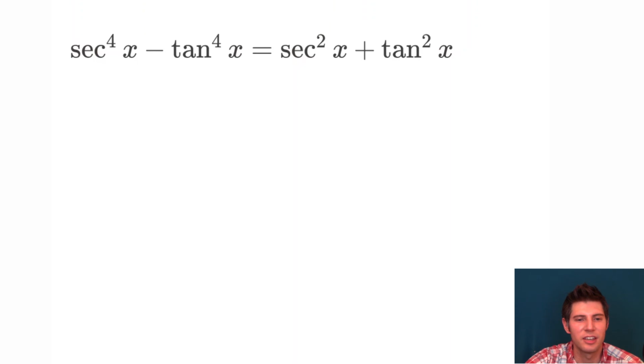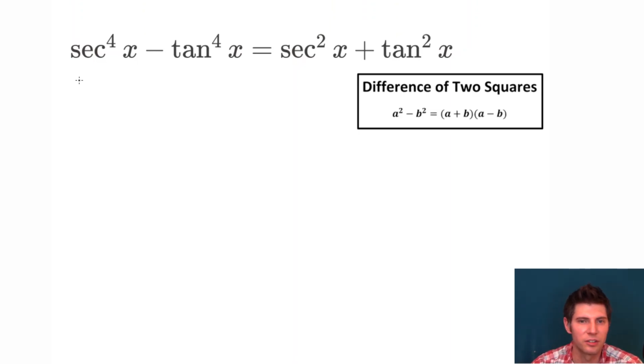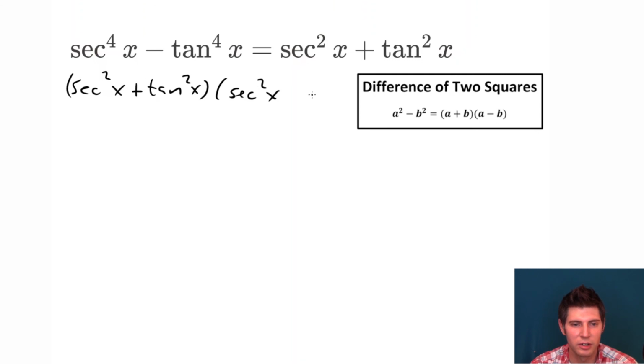So this one has secant fourth, tangent fourth. Usually there's nothing you can do with the fourths because the Pythagorean identities don't work with the fourths. So we're going to have to factor this. And this is a difference of 2 squares. So the square root of secant to the fourth is secant squared plus tangent squared, because that's square root of tangent fourth. And then we have secant squared x minus tangent squared. So we just applied the difference of 2 squares. That was it. Let's look at our Pythagorean identities and see what we got.